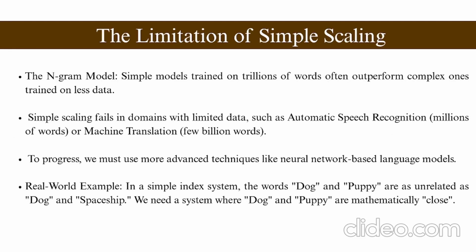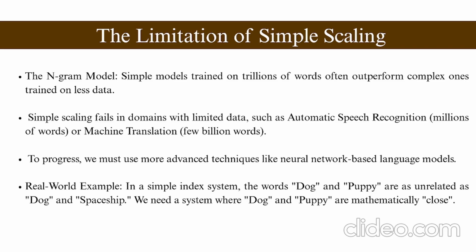In the introduction of the paper, the authors discuss the history of language modeling. For a long time, the dominant approach was the n-gram model. An n-gram model is essentially a sequence of n items from a given sample of text. For example, a 2-gram looks at pairs of words to predict what comes next. It is also called a bigram model.